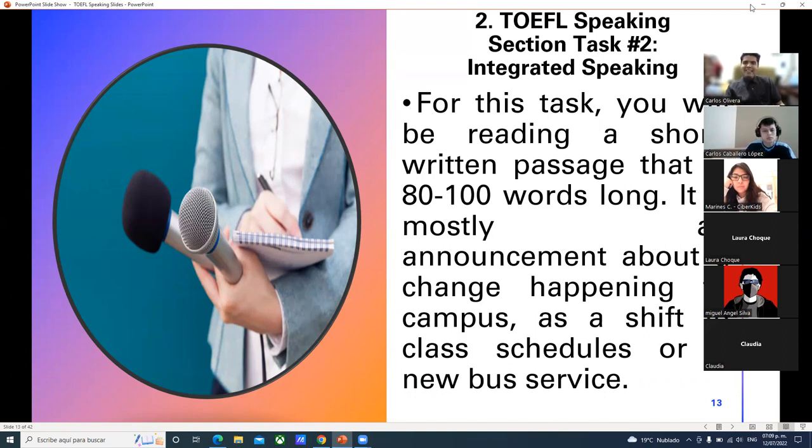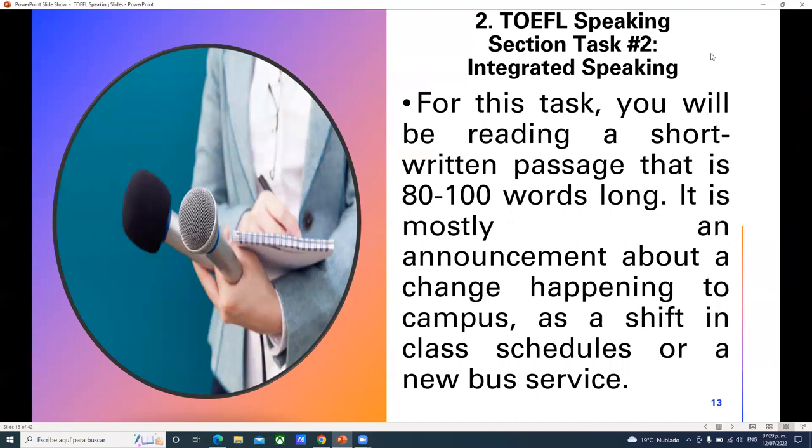Okay, so as you can see, we are in the second task of the speaking section. This integrated speaking task is super easy, as I was commenting. It is basically going to consist of the following. You will be reading a short written passage that is 80 to 100 words long.